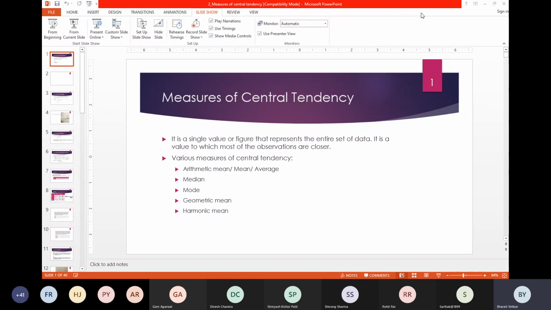The measures of central tendency enable us to compare two or more distributions pertaining to the same time period. It is very important. I will repeat this: the measure of central tendency enables us to compare two or more distributions pertaining to the same time period, or within the same distribution over time.